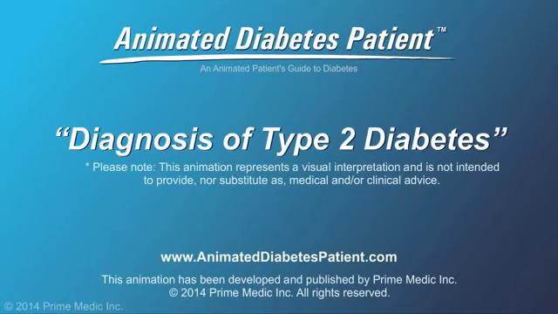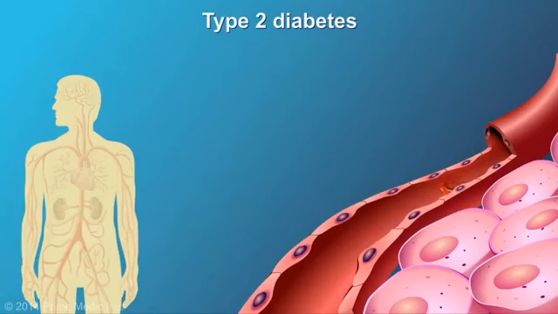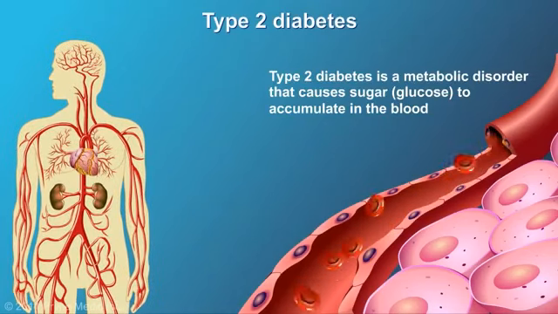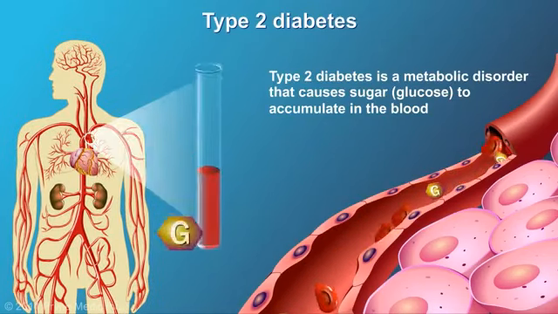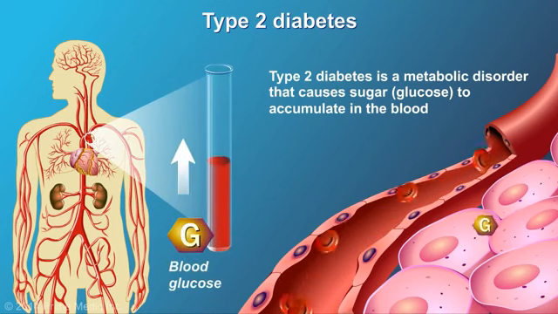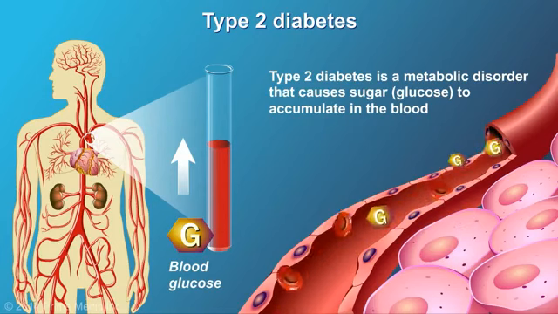Diagnosis of type 2 diabetes. Type 2 diabetes is a metabolic disorder that causes sugar in the form of glucose to accumulate in the blood rather than being used as fuel by the cells in our body.